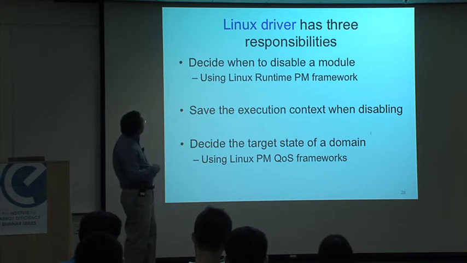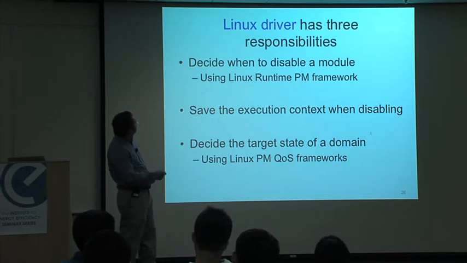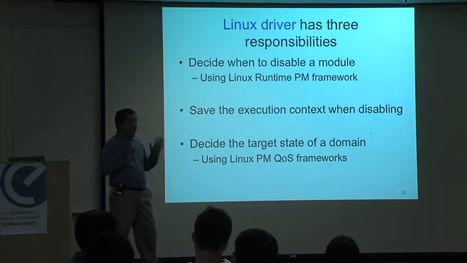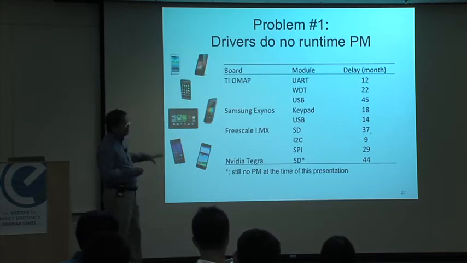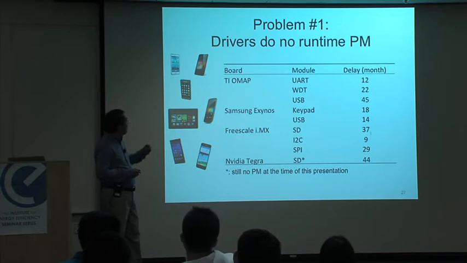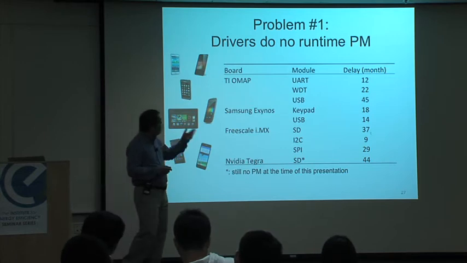Let's revisit what the driver is supposed to do: disable the module, save the existing context, and decide the target state of the domain. What we found is that device drivers fail this responsibility. They don't put the module into disable mode at all. Here's an example from TI OMAP. All the SoCs in this family, OMAP 4, OMAP 3, OMAP 5, have this problem. Samsung Exynos, all these different models have this problem. Freescale i.MX, all different models have the problem. Tegra has this problem too.